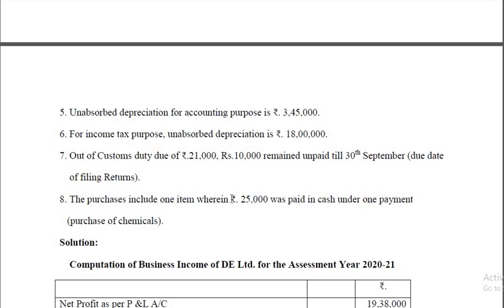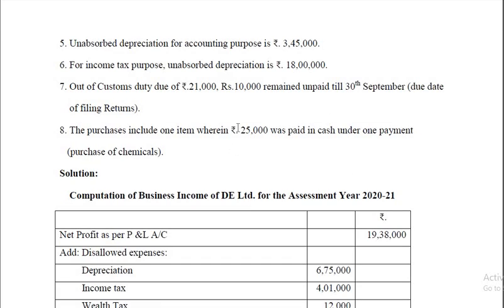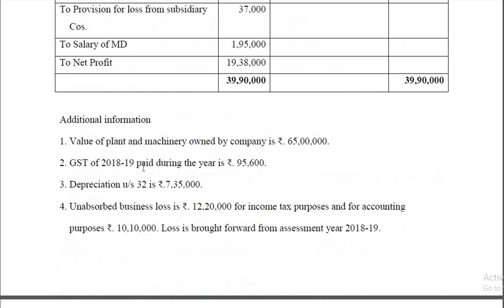Purchases include one item wherein 25,000 was paid in cash under one payment. A single payment should not be paid in cash beyond 10,000. So here it is 25,000. Therefore, that is fully disallowed, not just the amount above 10,000. If the amount involved is more than 10,000, the entire amount is disallowed. Okay, that's about the adjustments.